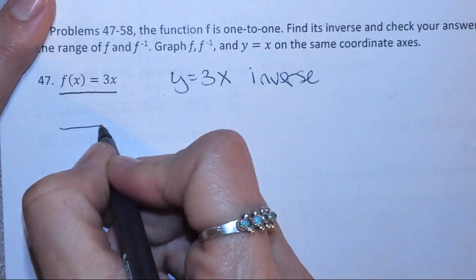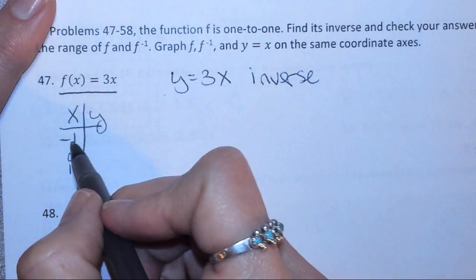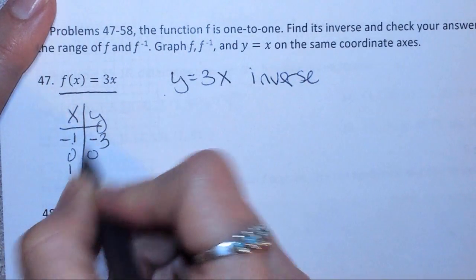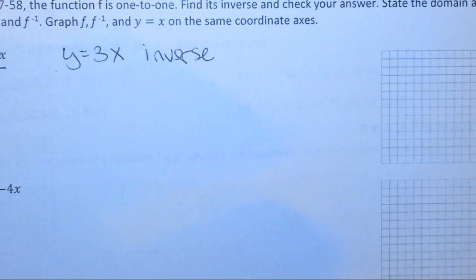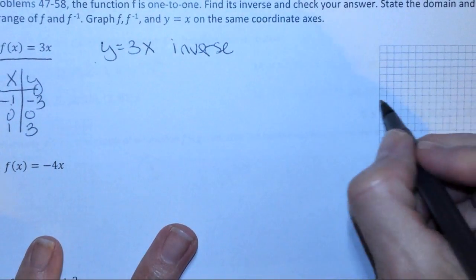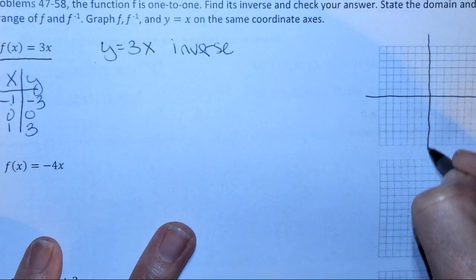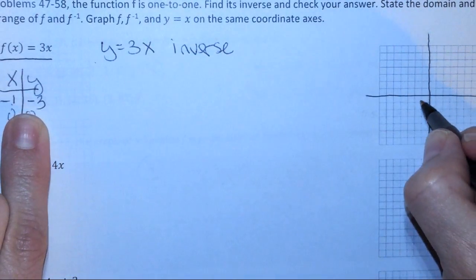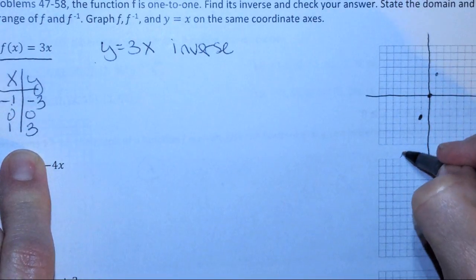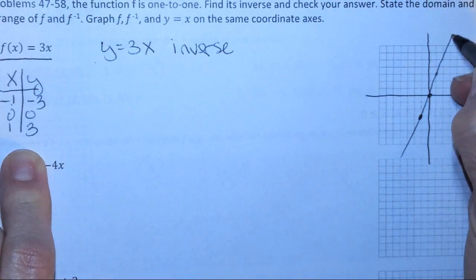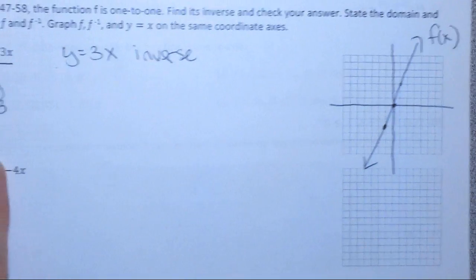Okay, so the first thing I'm going to do is get a little t-chart going here. And I'm going to graph the original function. So if I plug in -1, I get -3. 0, I get 0. 1, I get 3. I'm going to come over here to my graph, and I'm going to draw in a little xy. And I'm going to graph these points. So I'm going to graph the point -1, -3, 0, 0, and 1, 3. And I'm going to draw as straight a line as I can and label it f of x. So that's your original function.